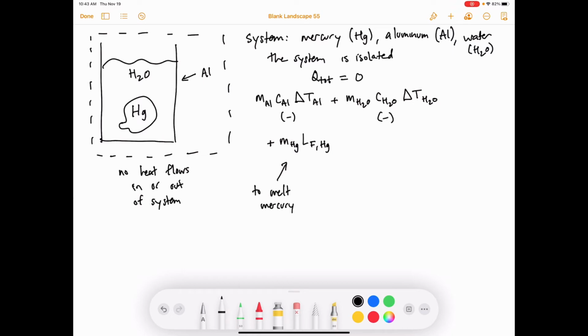But after it melts, it still takes in more heat in order to get to the final temperature of the system. So that's going to be given by mass of the mercury times the specific heat of the mercury times the temperature change of the mercury. Again, this is to bring the mercury to the final temperature.